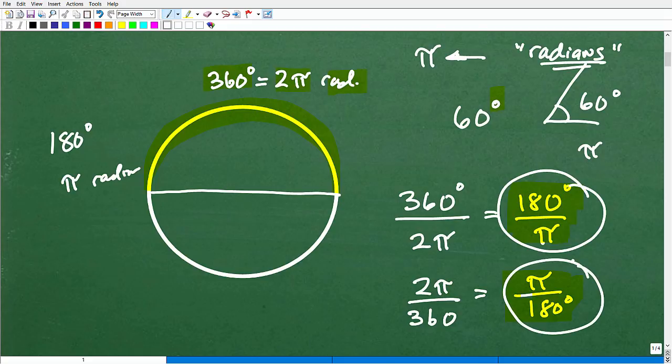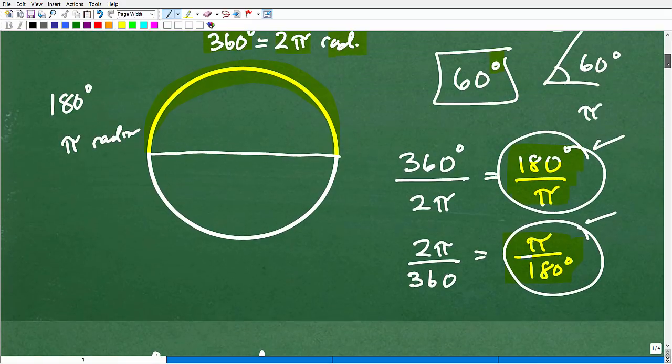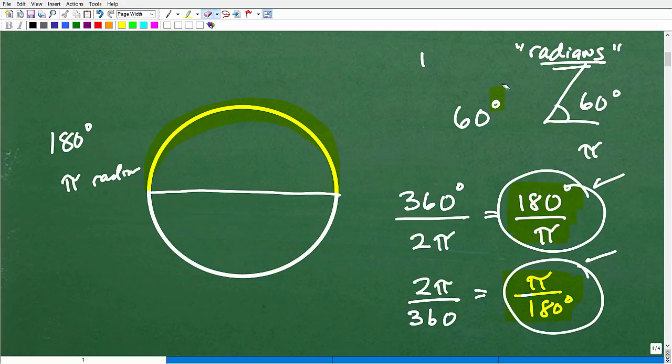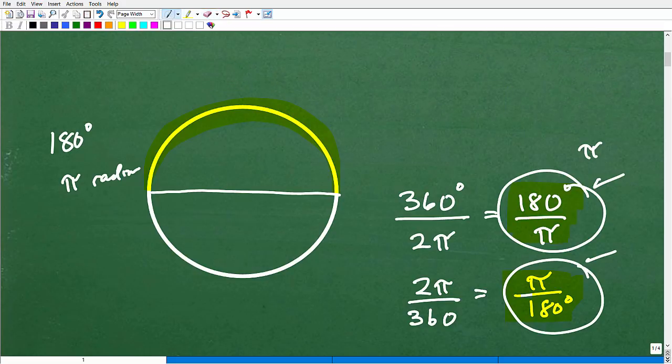Now let's go back to our example. We know that 360 degrees is to 2 pi radians as 2 pi radians is to 360 degrees. Again, these are our conversion factors. And now let's talk about 60 degrees. Let me go ahead and do that problem right here, because I don't want to disappoint any of you who were told we'd do 60 degrees. Yeah, let's do 60 degrees right now. Here, 60 degrees, and let's convert this to radians.